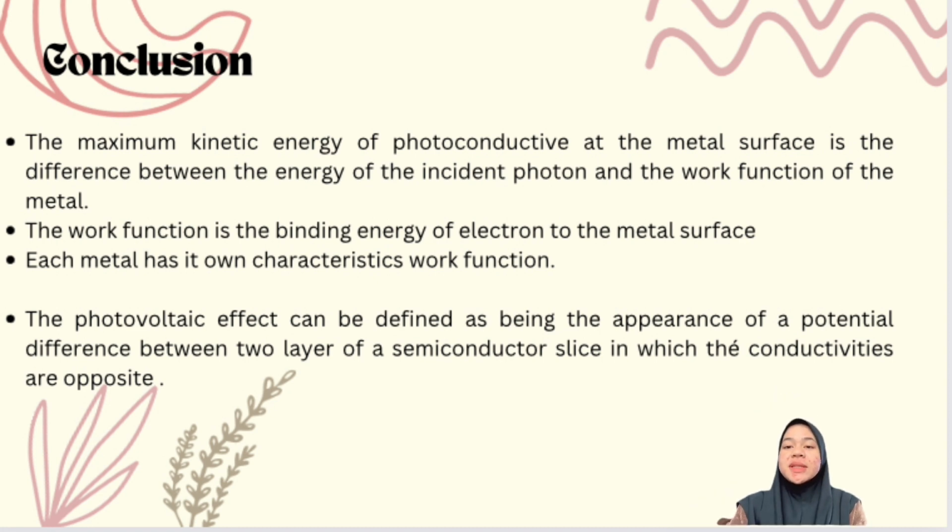In conclusion, the maximum kinetic energy of photoelectrons at the metal surface is the difference between the energy of the incident photon and the work function of the metal. The work function is the binding energy of an electron to the metal surface. Each metal has its own characteristic work function. While the photovoltaic effect can be defined as the appearance of a potential difference between two layers of a semiconductor slice in which the conductivities are opposite.